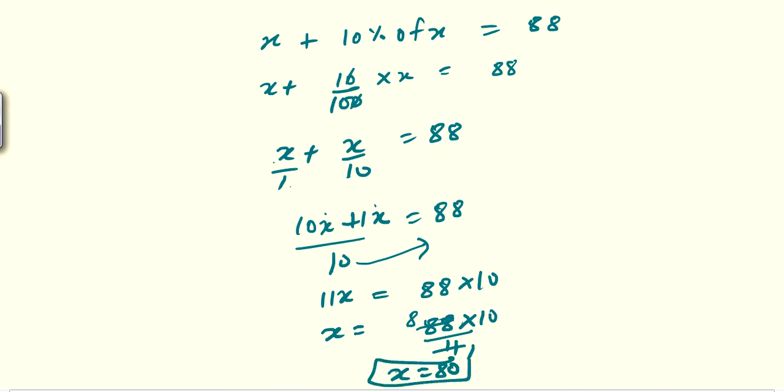Through this also you can solve. Okay. This is very easy. First you have assumed the original number. Okay. Then after the original number, if increment is given, then plus; if decrease is given, then minus.